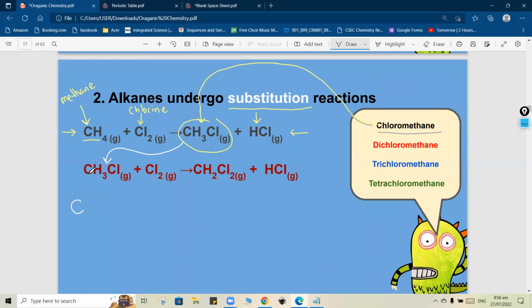Look at what we have here now. We have 1 carbon, 3 hydrogens, and 1 chlorine. Now we are mixing it with 2 chlorines. 1, 2. Remember, alkenes will tend to undergo substitution reactions. The H's are the ones that get replaced. So you can choose any one of these H's, it doesn't matter. Let's just choose him. He is going to get booted out, and this chlorine is going to take its place.